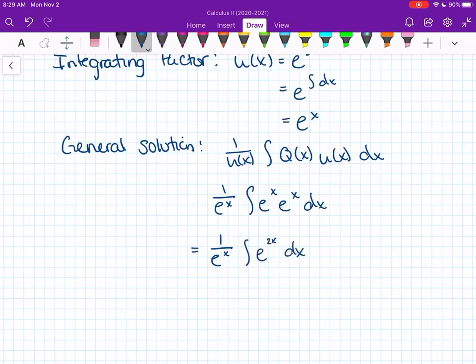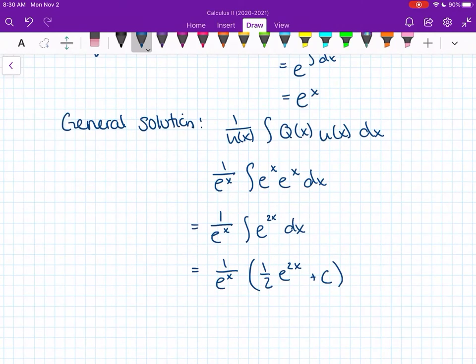So I get 1 over e to the x times e to the integral of e to the 2x dx. So go ahead and integrate that. You can do u substitution if you want, but we can see that we need to multiply by 1/2 e to the 2x plus c. Now make sure your plus c is in the parentheses because that 1 over e to the x is being multiplied to all of that.